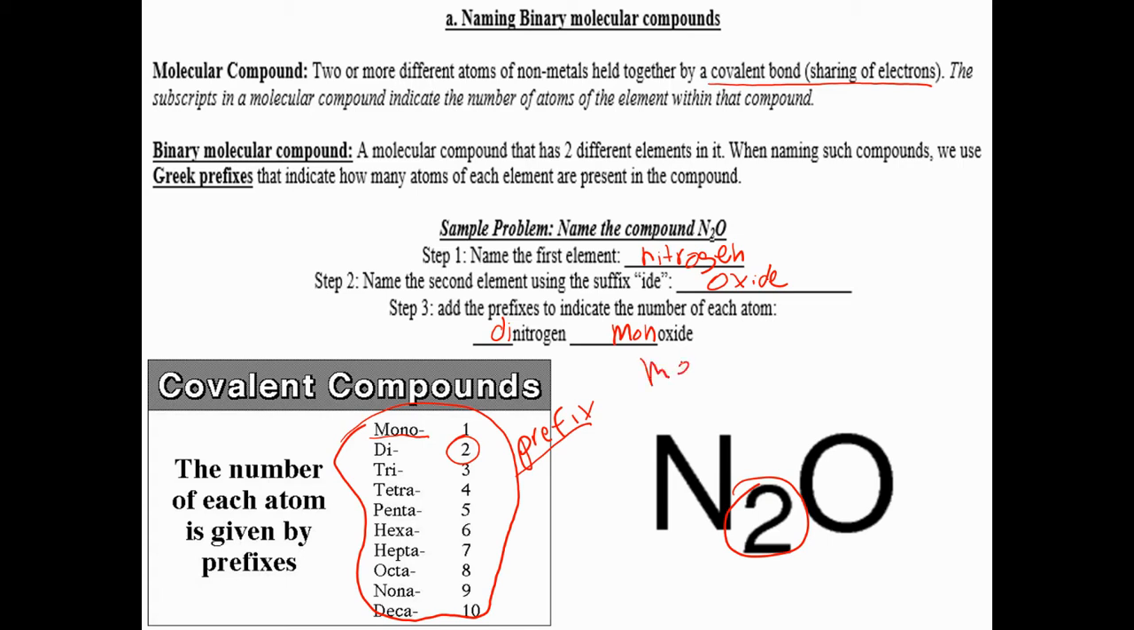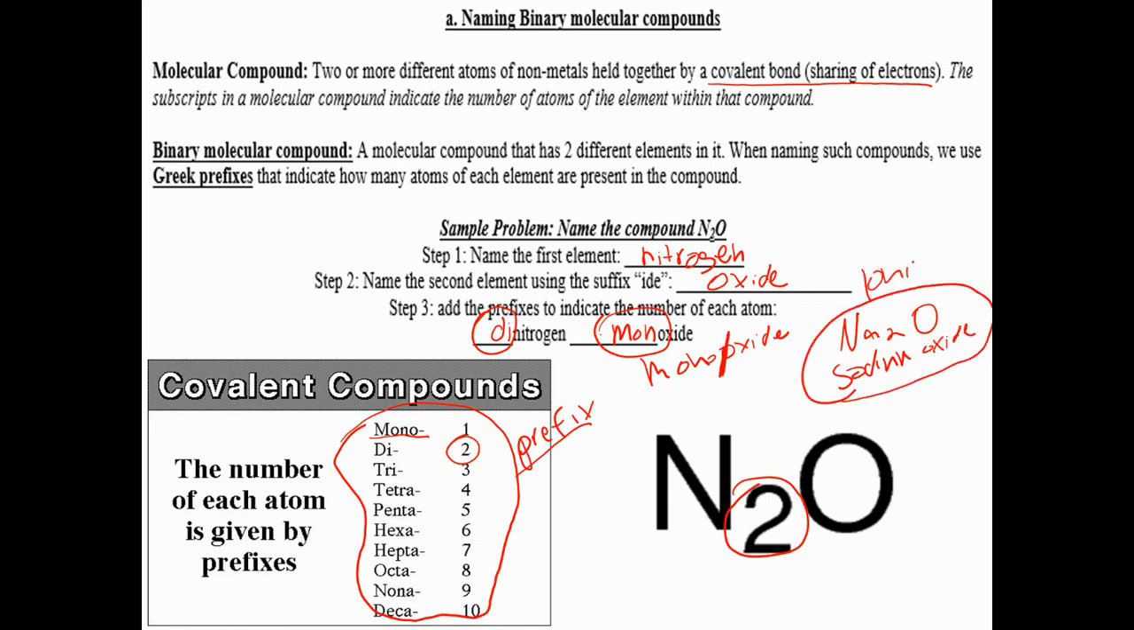You wouldn't put monooxide, because you have two O's following each other, so you could get rid of the one O there. But again, we have to use the Greek prefixes when we're dealing with molecular compounds. We would not do this for ionic. So for example, if I had Na2O, this is sodium oxide. Ionic does not use the Greek prefixes, but covalent or molecular does.